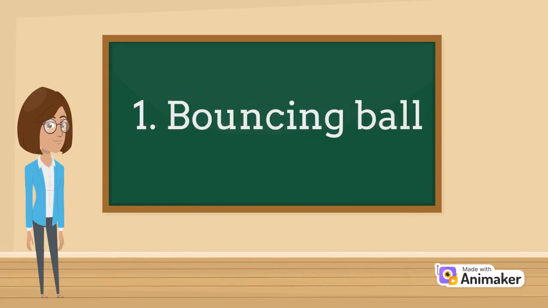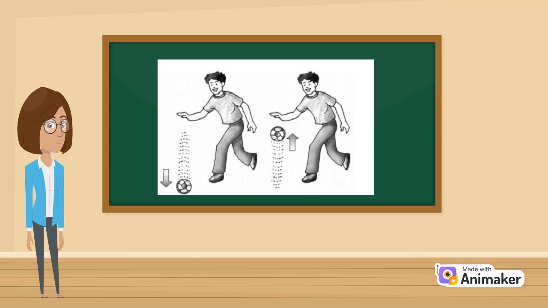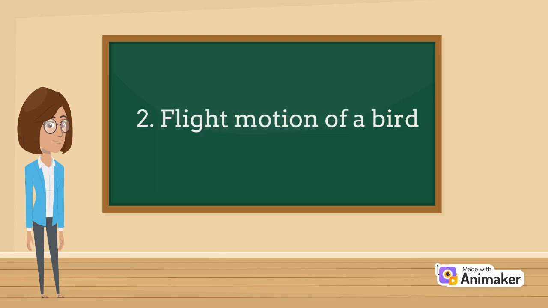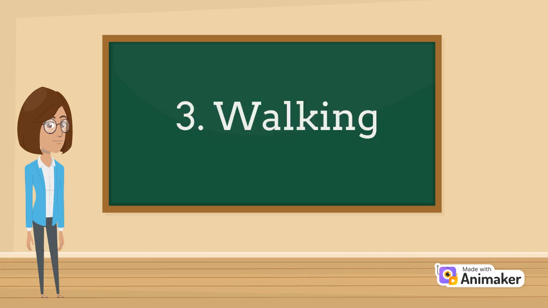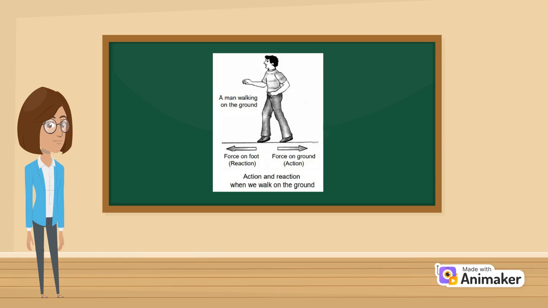These are some real-life examples where Newton's third law applies. Bouncing a ball. When a ball hits the ground, the ball applies an action force on the ground. The ground applies a reaction force and the ball bounces back. Flight motion of a bird. The wings of the bird push air downwards as an action force, and the air pushes the bird upwards as a reaction force.